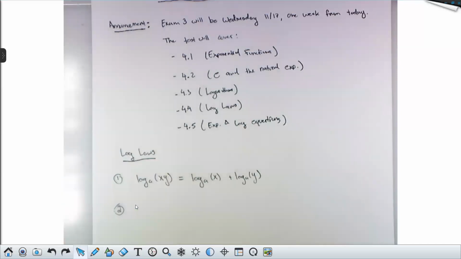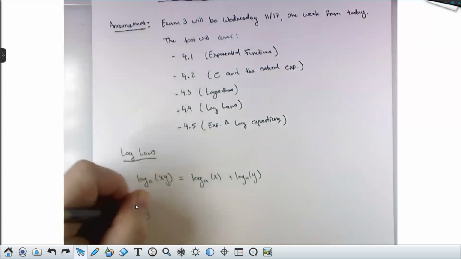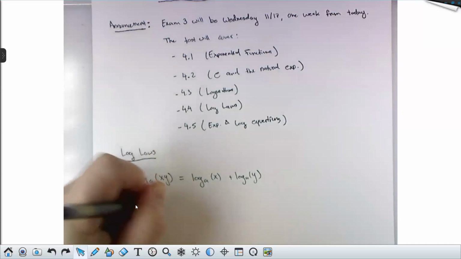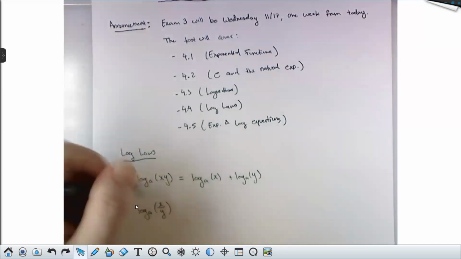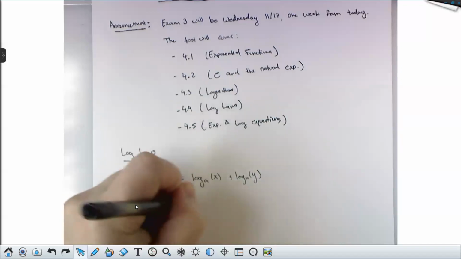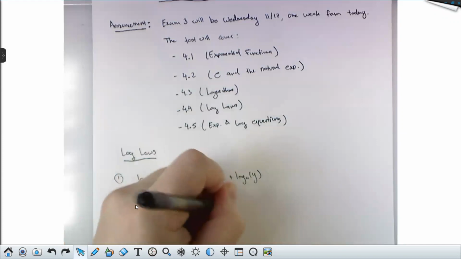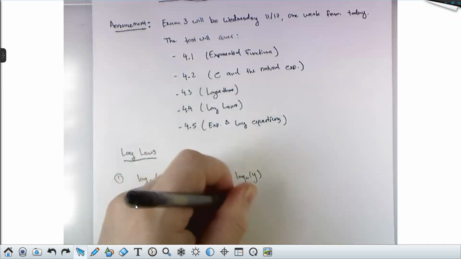The exponential rule is a to the x over a to the y is a to the x minus y. In other words, division outside the exponential is the same as subtraction inside the exponential. And because the logarithm is the inverse to the exponential, that means division inside, the base a log of x over y, is going to be the same as the base a log of the top minus the base a log of the bottom.